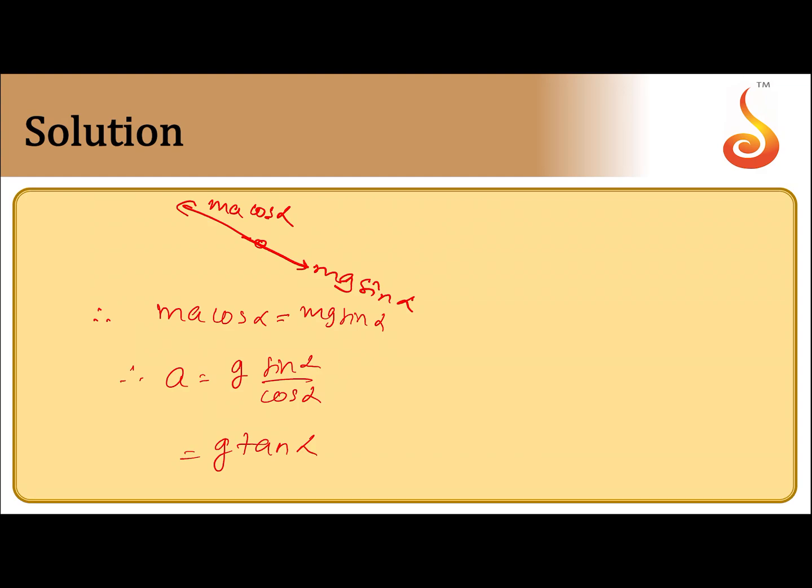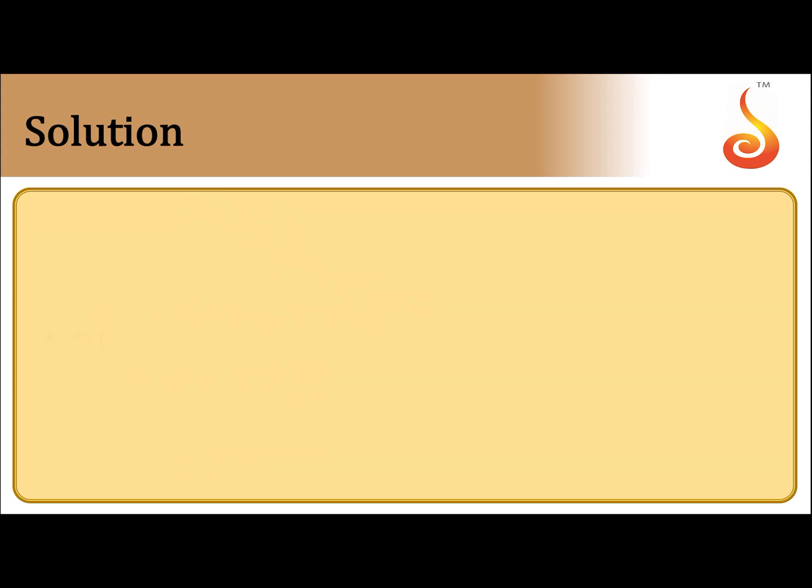So g tan alpha is the acceleration required to keep the block on the inclined plane stationary with respect to the block. That is our first option. So option A is the correct one.